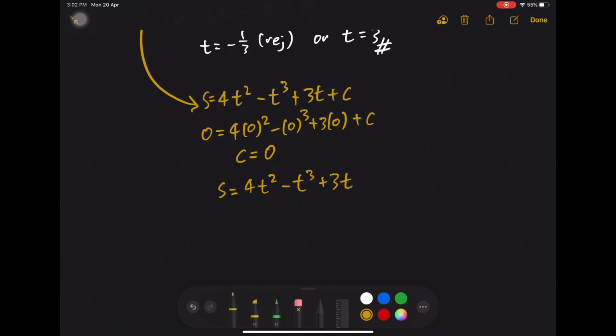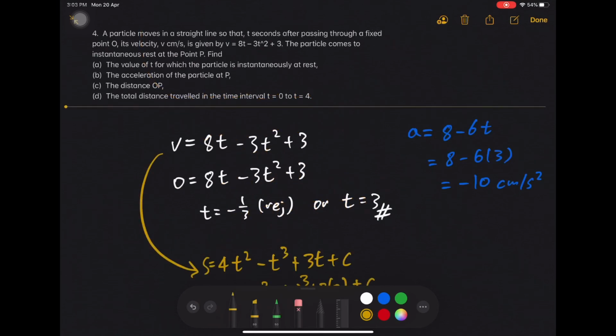And now, at time 3 seconds, it took the particle 3 seconds to reach from O to P. So we're going to put the 3 seconds inside, and you get 18 cm. This means that OP is 18 cm. And for the last part of the question, we are going to find the total distance traveled in the time interval. Be careful that they are not asking for displacement. In this case, they are asking for total distance from time 0 to 4 seconds.